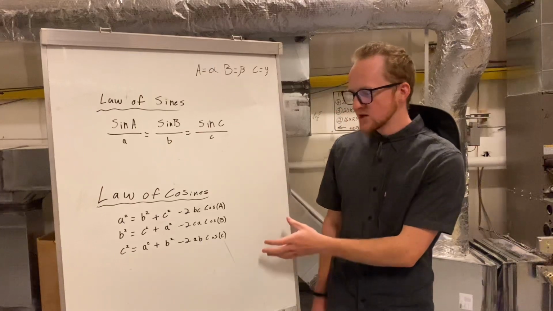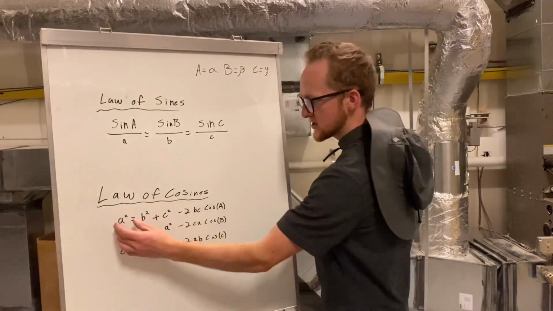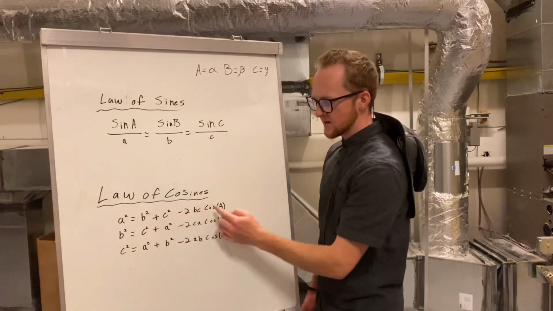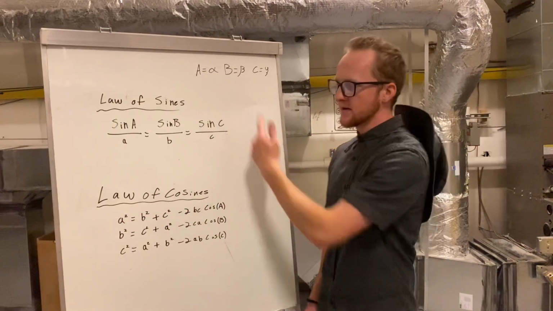And the equation for the law of cosines: you have that A squared equals B squared plus C squared minus 2BC cosine of angle A, or alpha.